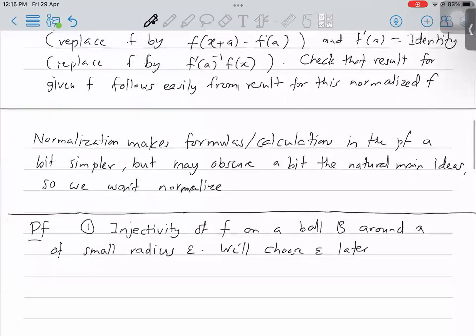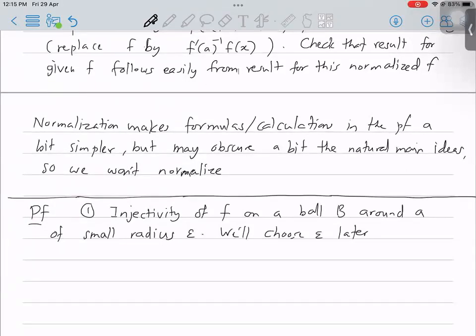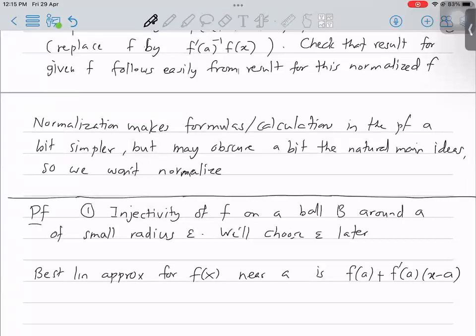Now, here is the point, very simply. What is the best linear approximation for f near A? Best linear approximation for f of x near A is what function? This is from the first time you encountered the tangent line. And that's very easy, right? So this is f of A plus f dash of A times x minus A. Correct.